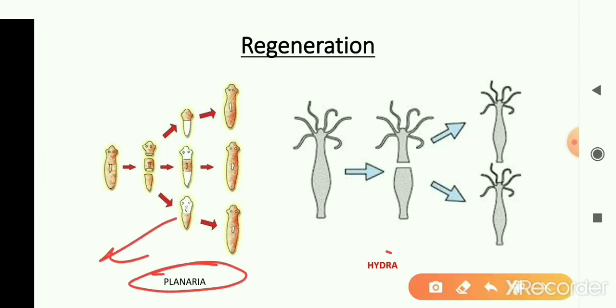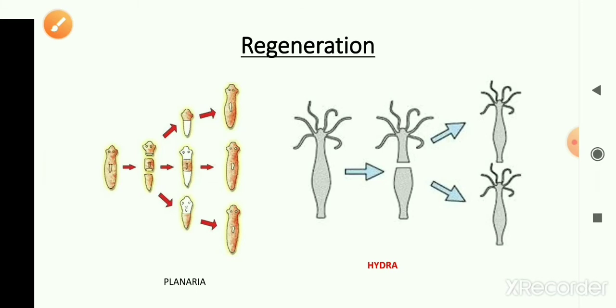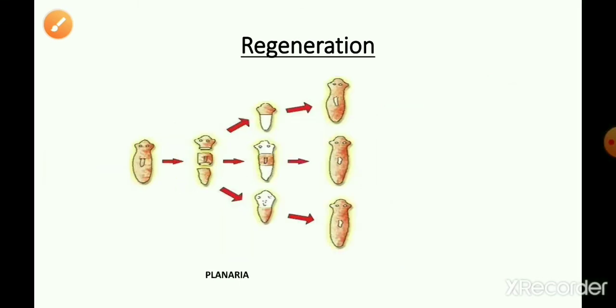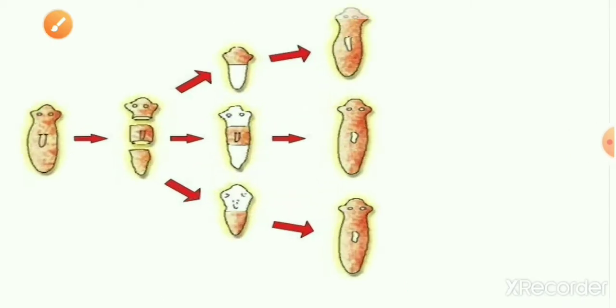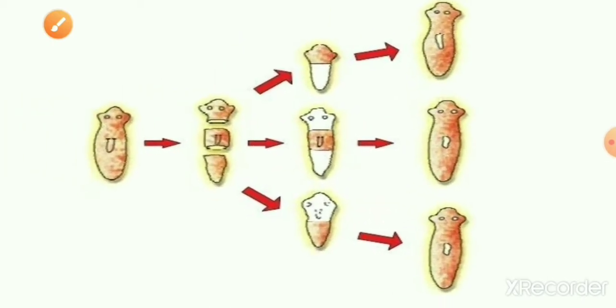This is planaria and hydra, but you also find regeneration occurring in starfishes, where if the arm of the starfish gets cut, then it has the capability of regenerating its lost arm. In your NCERT book about planaria, it's mentioned how planaria multiplies or propagates by the process of regeneration. So how it happens, let us see.